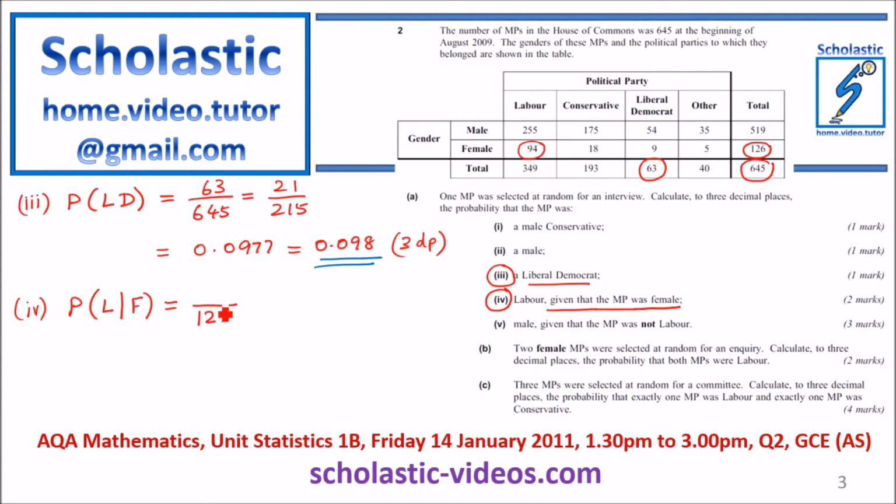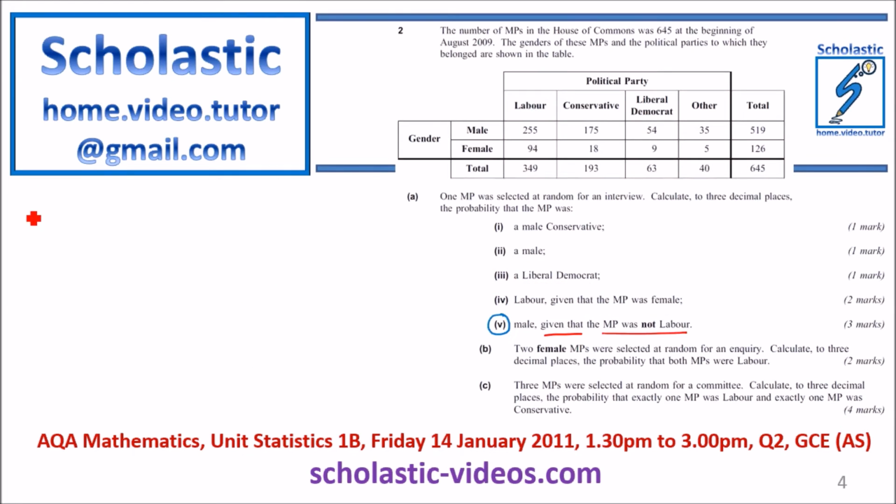126 upon 94, which is equal to 47 divided by 63, which is equal to 0.7460, or you can write 0.746 approximate to 3dp. That's part 4 of the question. Okay, let's go a little bit further. Part 5 of the question.